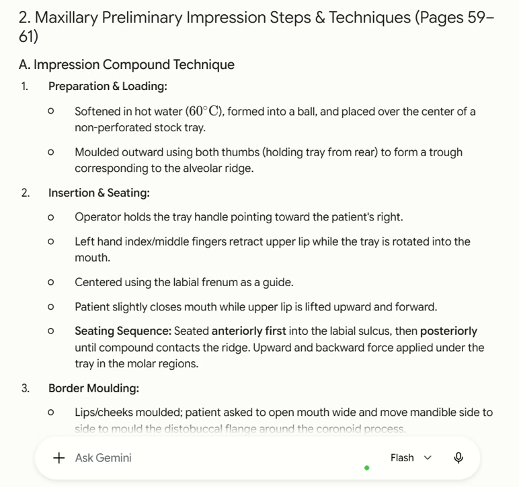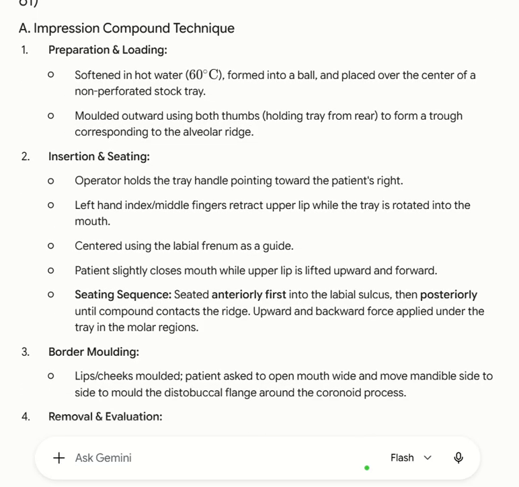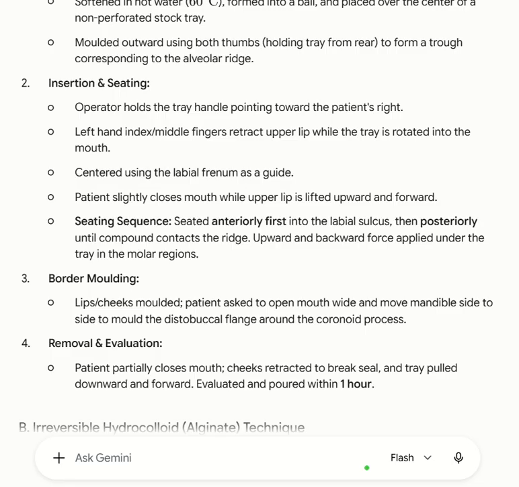Border molding. Lips, cheeks molded. Patient asked to open mouth wide and move mandible side to side to mold the distal flange around the coronoid process. Removal and evaluation: patient partially closes mouth, cheeks retracted to break seal, and tray pulled downward and forward. Evaluated and poured within 1 hour.